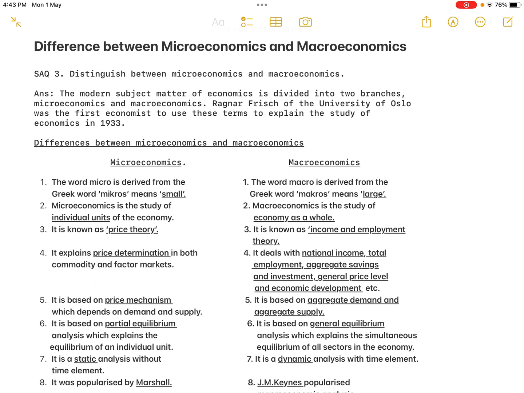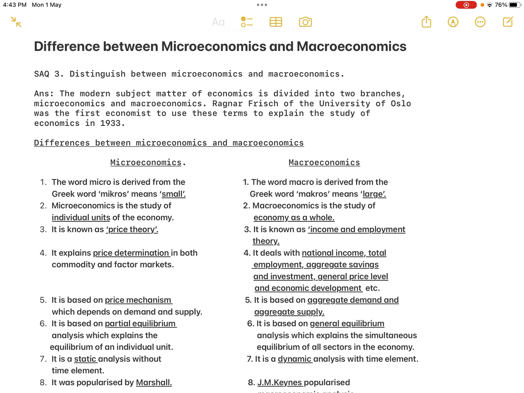So answer, the modern subject matter of economics is divided into two branches, microeconomics and macroeconomics. Ragnar Frisch of the University of Oslo was the first economist to use these terms to explain the study of economics in 1933. Economics can be viewed either from the micro point of view or from the macro point of view. All the classical economists viewed economics from the micro point of view, but the modern economists, starting from Keynes, all viewed economics from the macro point of view.